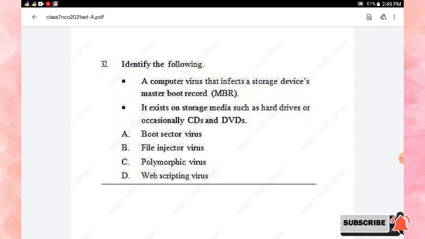Question number 32. Identify the following. A computer virus that infects a storage device's master boot record. It exists on storage media such as hard drives or occasionally CDs and DVDs. So what is the virus? It's boot sector, file injector, polymorphic and web scripting virus. The right answer is option A, boot sector virus.